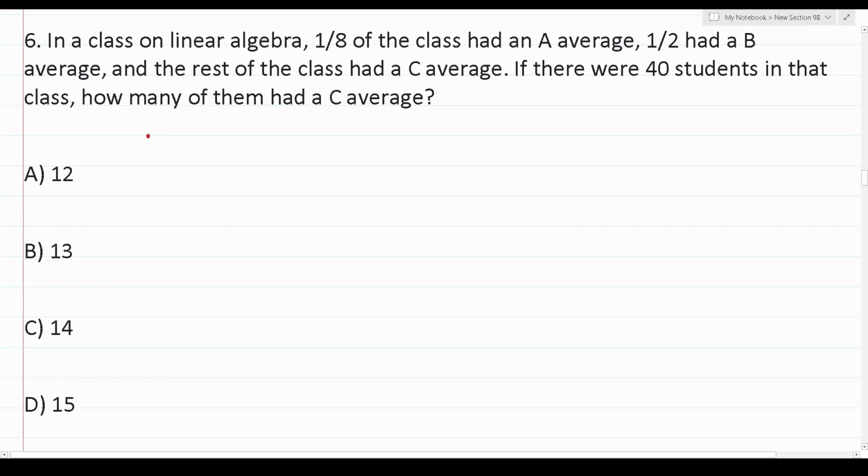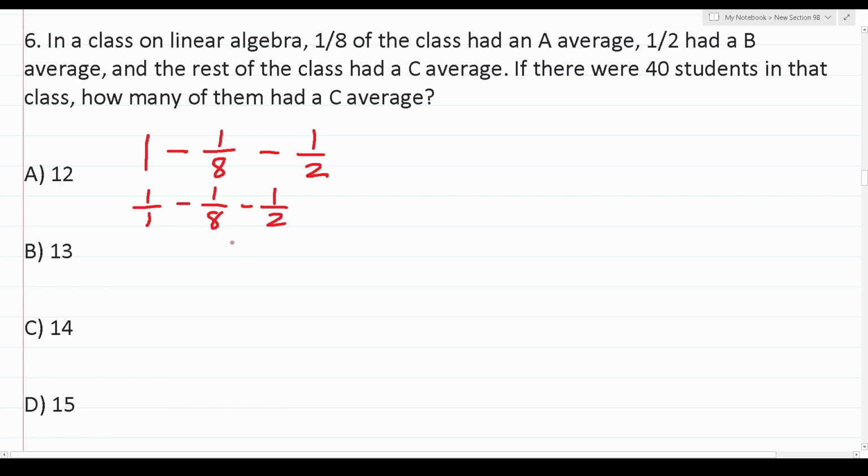So I'm going to use this 1 to represent the total class. And then we're going to have to subtract away the 1/8 of the class that had an A average and the 1/2 of the class that had a B average. And in doing so, we're going to figure out what fraction of the class had a C average. All right, so at this point, it's pretty obvious we're doing some subtraction involving fractions as well as a whole number. The first thing you want to do is write this whole number as a fraction by placing it over 1. So this is going to become 1 over 1 minus 1 over 8 minus 1/2.